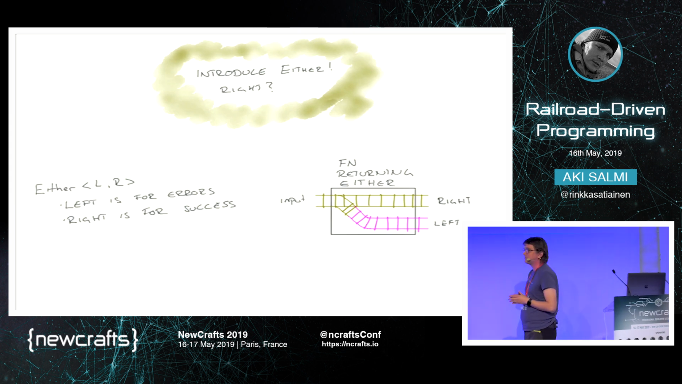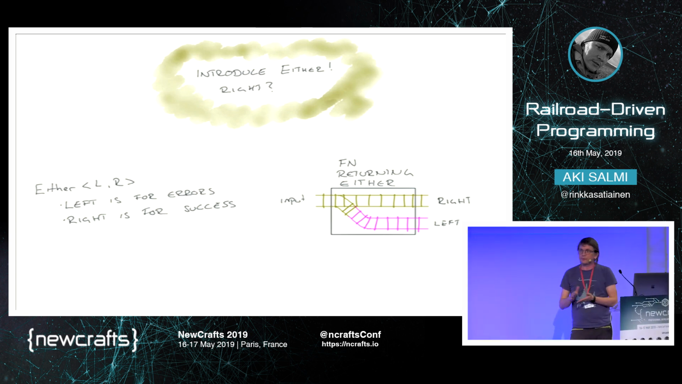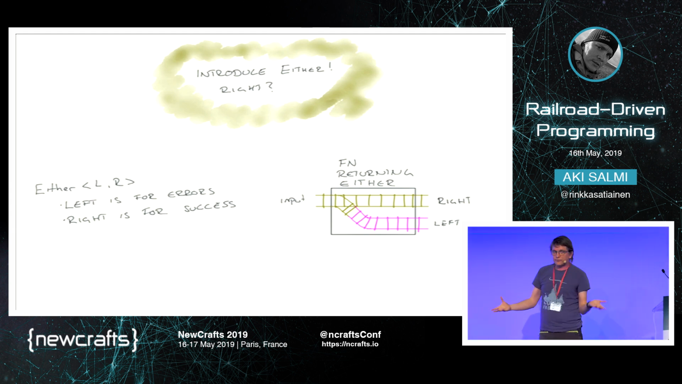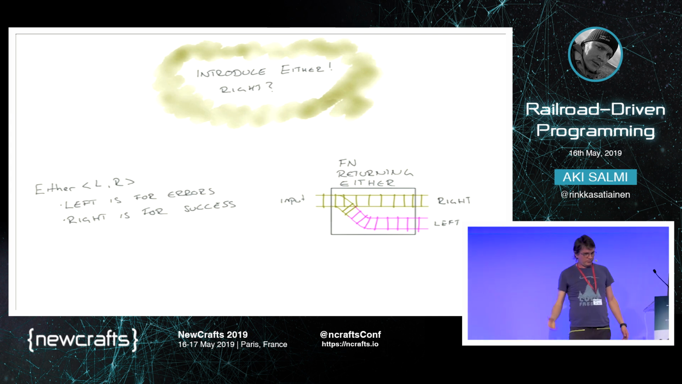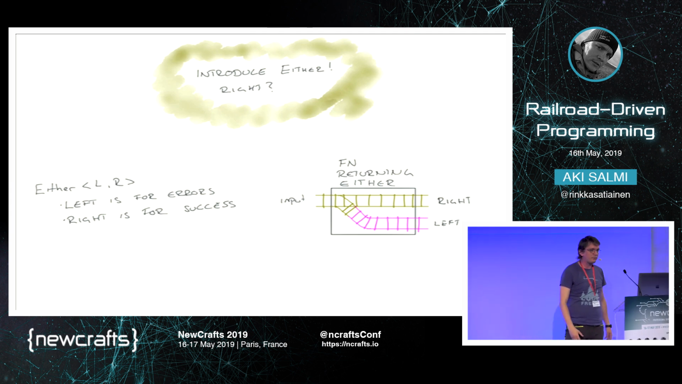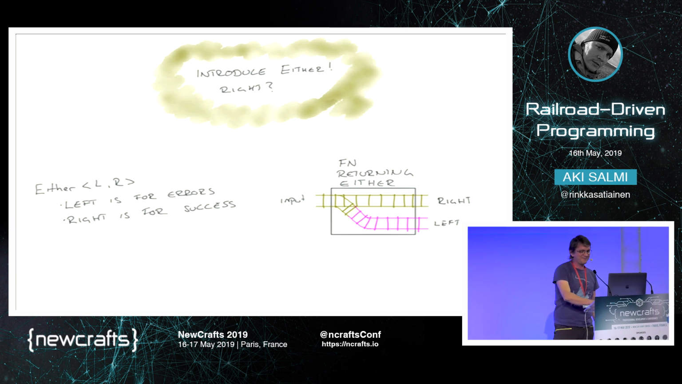So, introducing Either, right? This Either is something that was in both of these talks. In Jeremy's talk it was the Result, and I think it was Either in Clement's talk also. Either has a left for errors and a right for success. So the idea is that I get an input, and the function returns an Either. It either returns left, which is failure, or right, which is success. So you see the tracks, hence the name. It's just tracks.